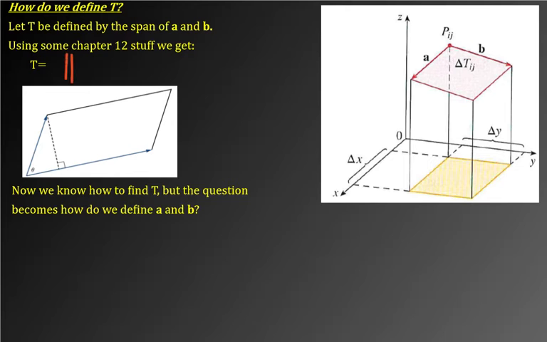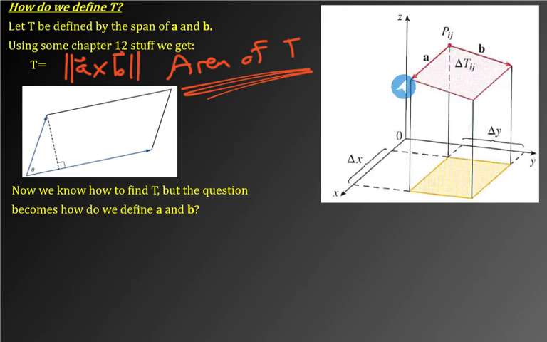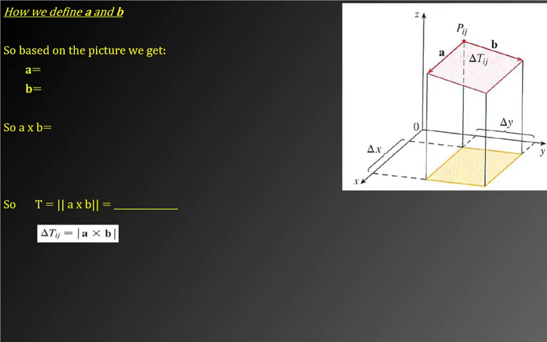We know that if we take the magnitude of the cross product of these two vectors, then we truly get the area of T. That is an important result from chapter 12. So if we now know how to find T, then the question becomes, how do we find A and B? And so that's what I'm going to do on this slide. To find A and B, this is probably the trickiest little part here.